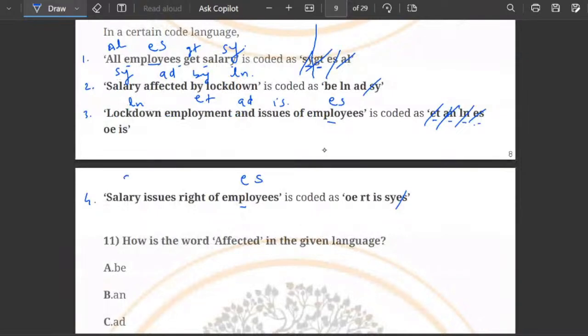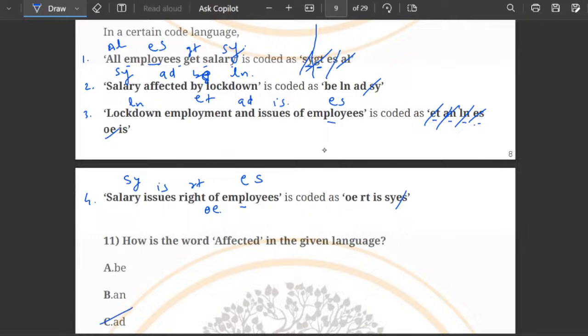Again, salary is given for SY, issues are given for IS, right is given for RT, and off is given for OE. See, in the third and fourth, we have off common. So, off we can come to know that is OE. And what is left? And. And will be given for AN. Now, according to this, the buy will be BY because it is given in the question like this. Now, how the word affected in the given language? Affected you have to search. Affected is AD. AD will be your right answer.